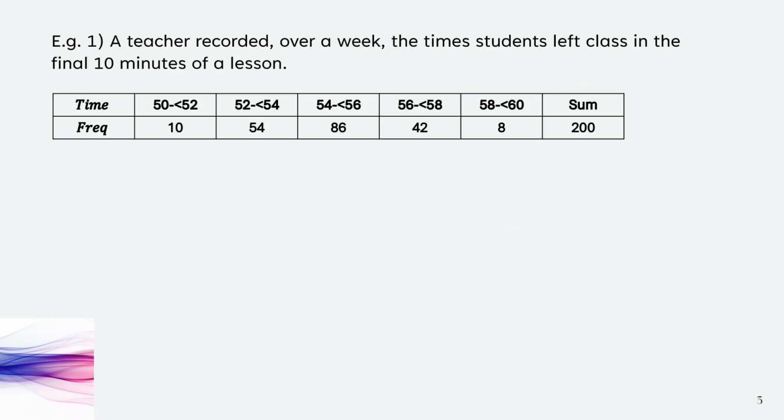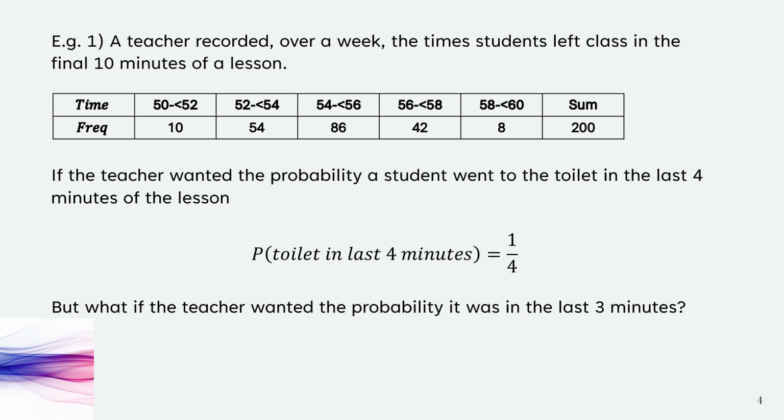So we're going to use a real life example to try and make sense of this. We've recorded times that students are out of class in the last 10 minutes of a lesson to go to the toilet or whatever they happen to be out of class for. If the teacher wanted to know when a student went to the toilet in the last 4 minutes, well, there's 42 in the 56 to 58 and 8 in the 58 to 60. That's 50 out of 200, so that's a quarter.